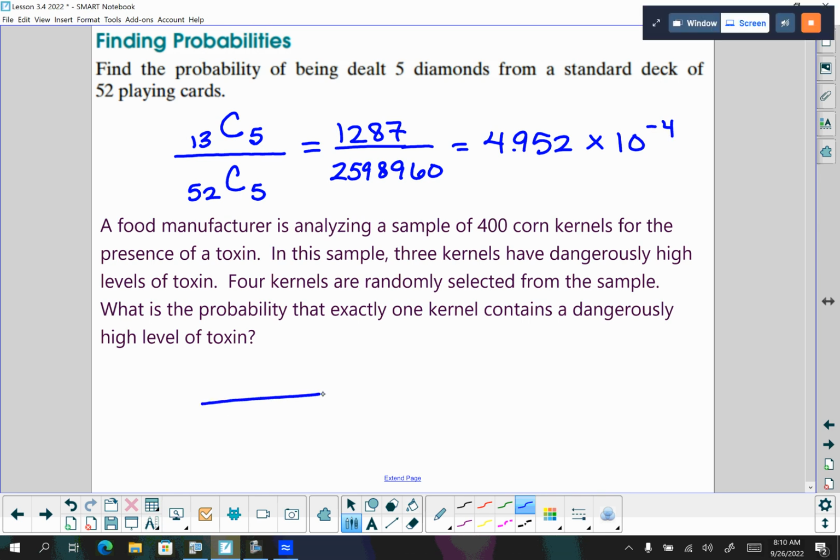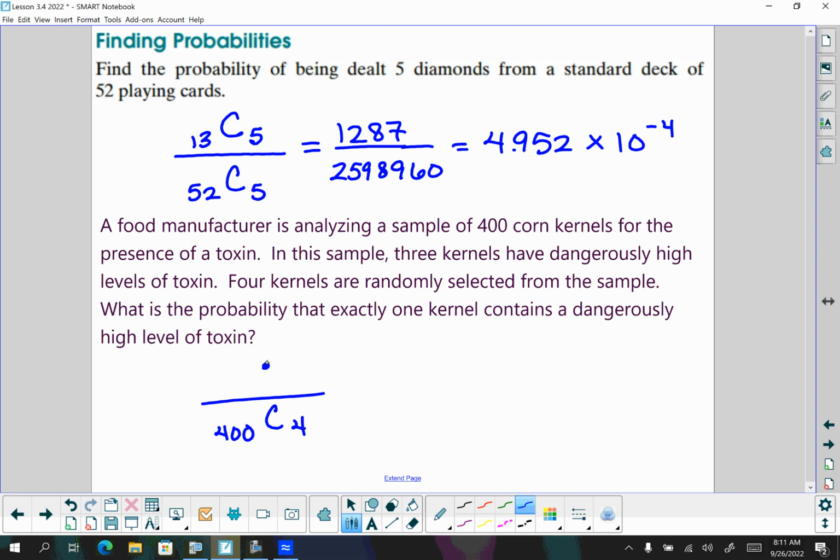All right, again, order doesn't matter in how I select these. I have 400 things to choose from, and I am choosing 4. The denominator is usually the easiest part of these. Now, in the numerator, there are 2 different things that we're going to be multiplying together. This is going to be an AND situation. I want to choose 3 kernels that do have the toxin and 1 that does not have the toxin. Again, I use the word AND, so that's how I know to multiply.